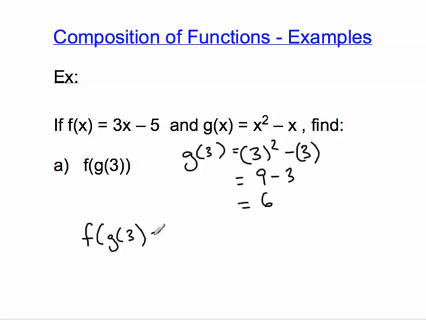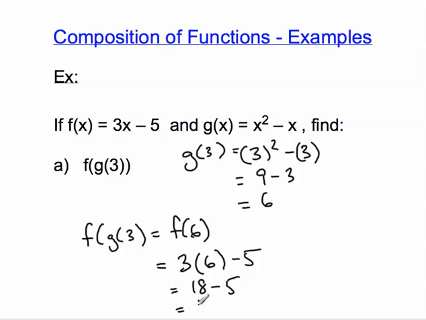That means f of g of 3 is equal to f of 6. So 6 now gets input into the f function, and the f function was 3x minus 5. So f of 6 is going to be 3 times 6 minus 5, which is 18 minus 5, which is equal to 13. Oh, and I forgot a bracket over here. So f of g of 3 is equal to 13.